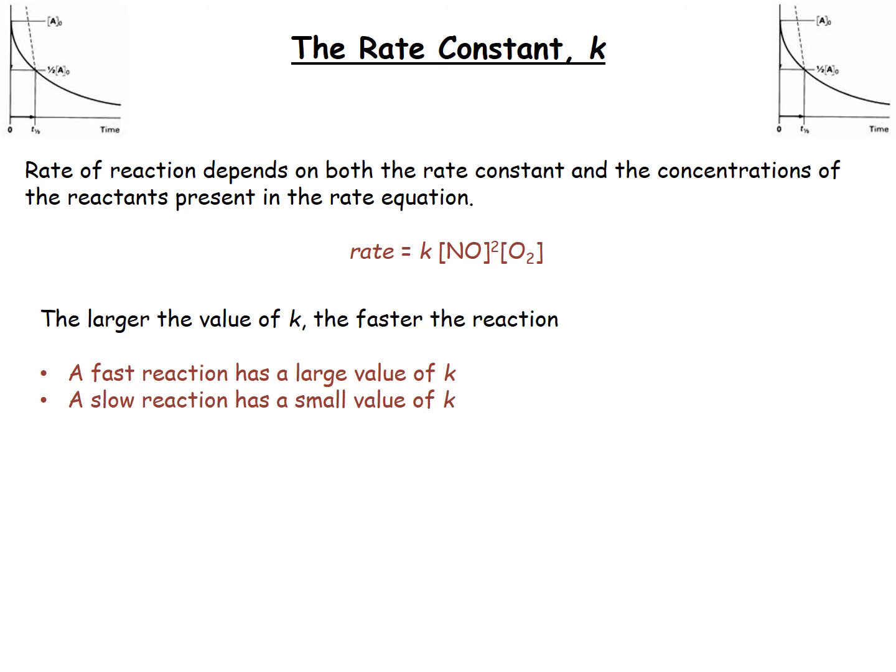So the rate of reaction depends on both the rate constant and the concentrations of the reactants present in the equation. So the larger the value of K, the faster the rate of reaction. That's really important. Write that down. A fast reaction has a large value of K, a slow reaction has a small value of K.